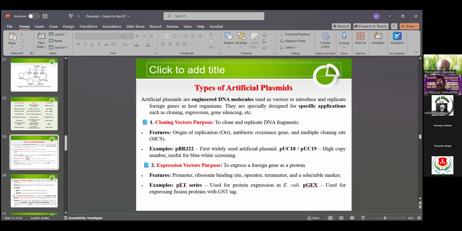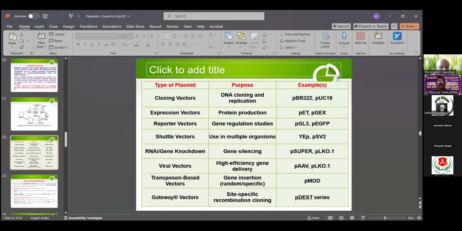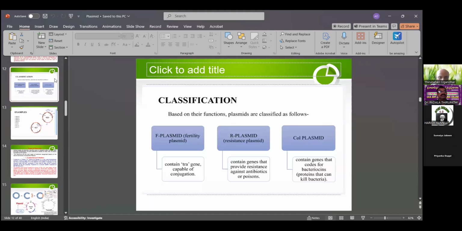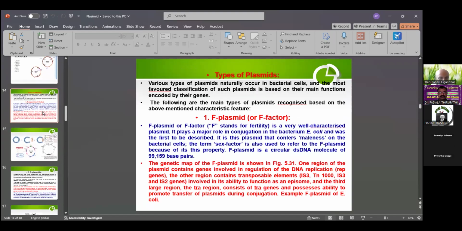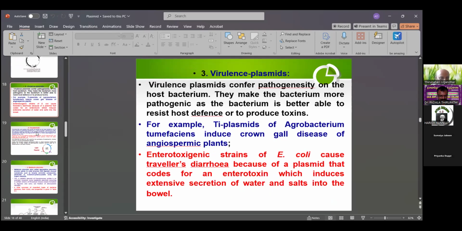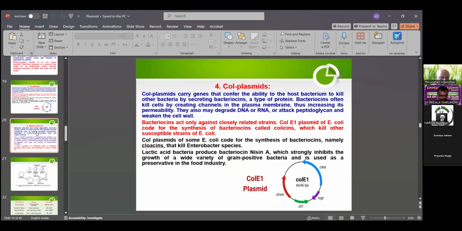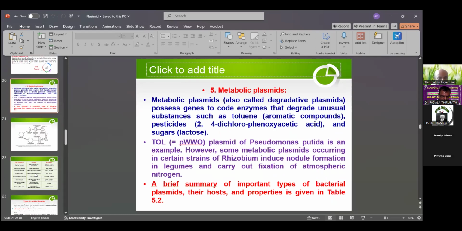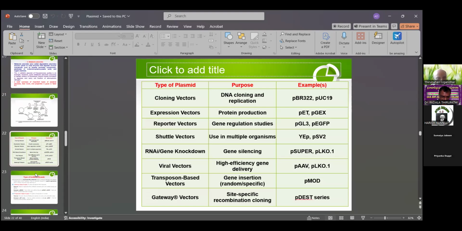Here are the types of artificial plasmids. These are all natural plasmids, which can be classified into five types: R plasmids, Col plasmids, virulence plasmids, and metabolic plasmids. That makes the five types of plasmids, and we look at the function of each of the five types.